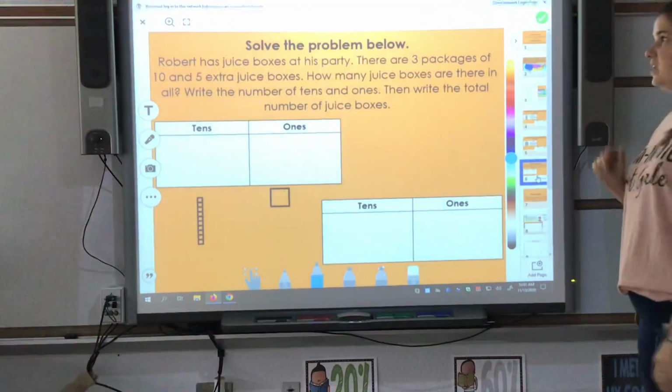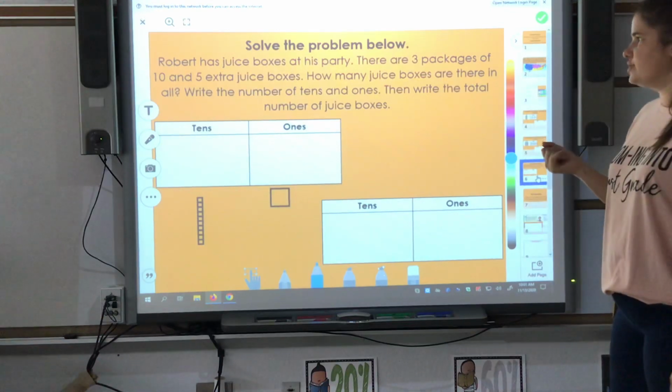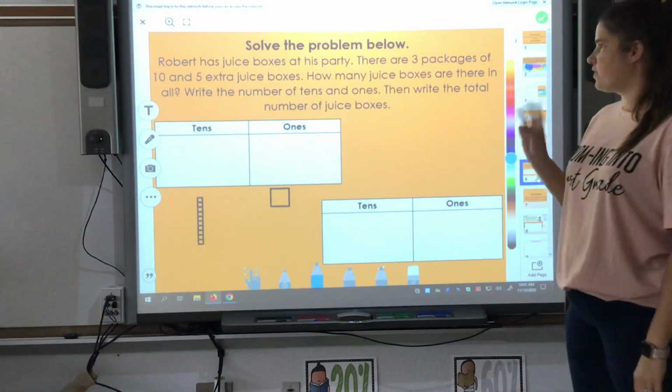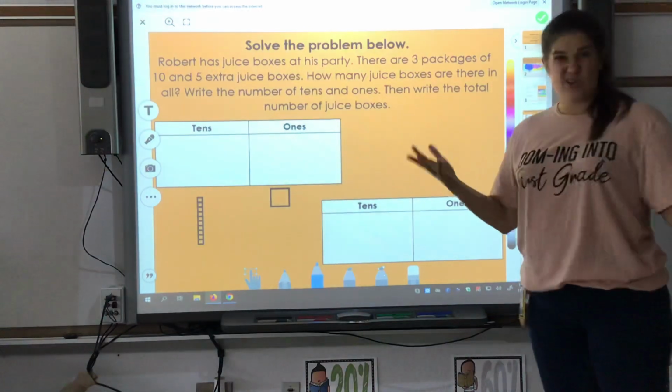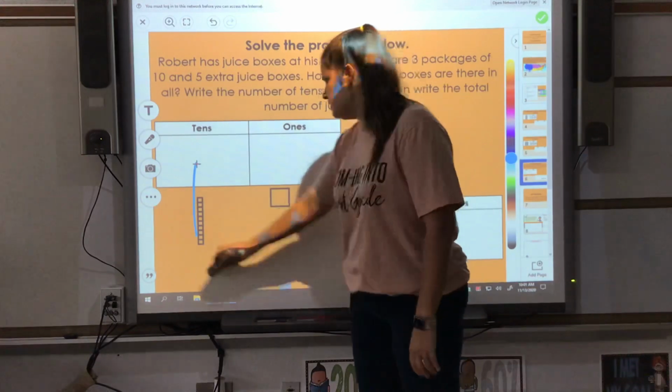You have another example that you can work on at home. Robert has juice boxes at his party. There are 3 packages of 10. So you can't slide these. I'm not sure why you can't slide them today.